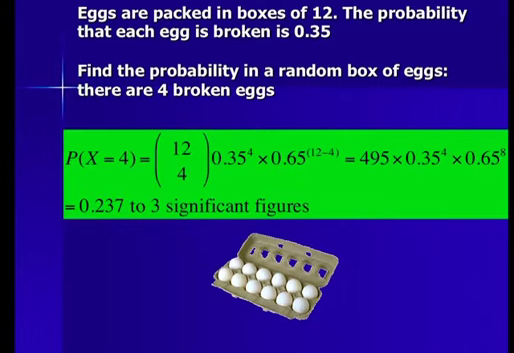So what's it going to be? Well, this 12C4 is the number of ways the 4 broken eggs could be arranged within the 12 eggs I have in total. And then I want to see 4 broken eggs, so 0.35 to the power of 4, and therefore I want to have 8 unbroken eggs. So an unbroken egg is 1 minus 0.35, i.e. 0.65, and I want to have 8 of those, which then comes out, if you do the calculation, as 0.237.